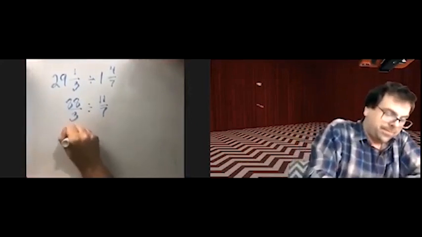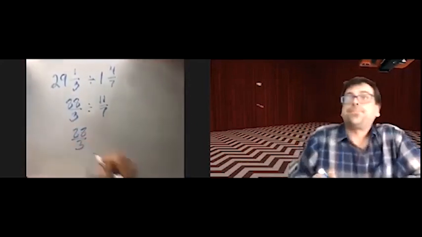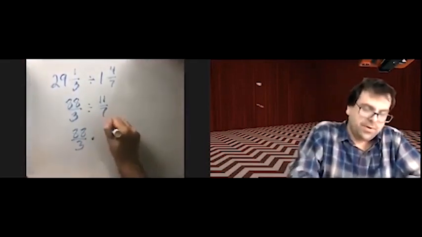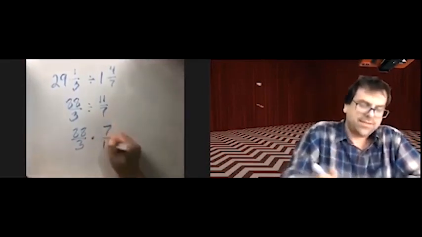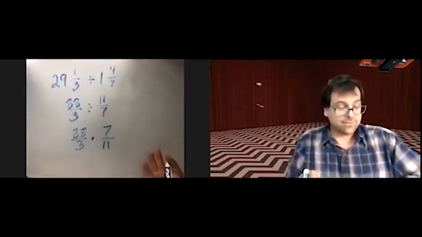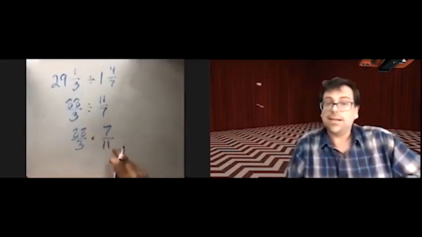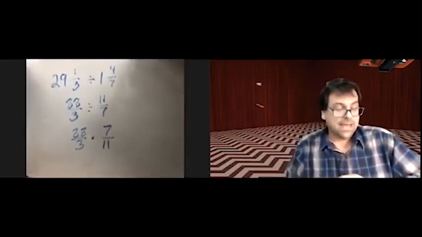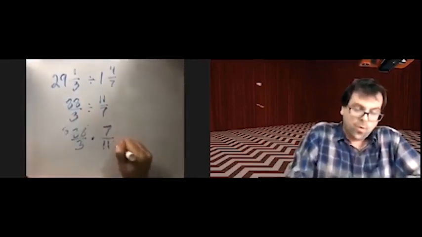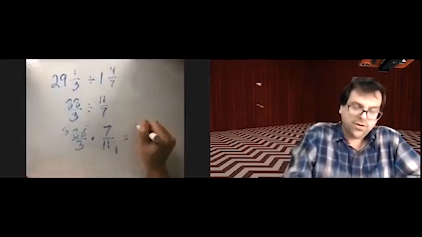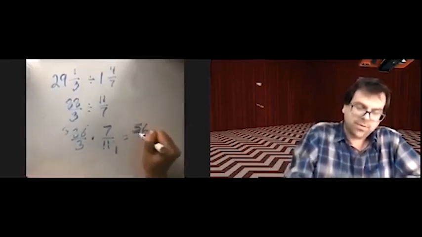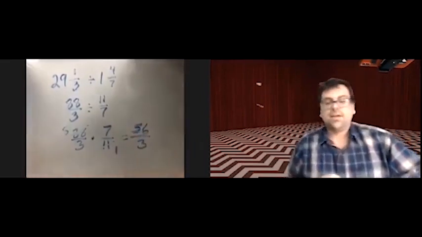Keep 88/3. Change division to multiplication, flip, and we get 7/11. Cancel. 88 and 11, both divisible by 11. That would be 8/1. And why couldn't I finish class without showing an example like this, where we get 56/3?